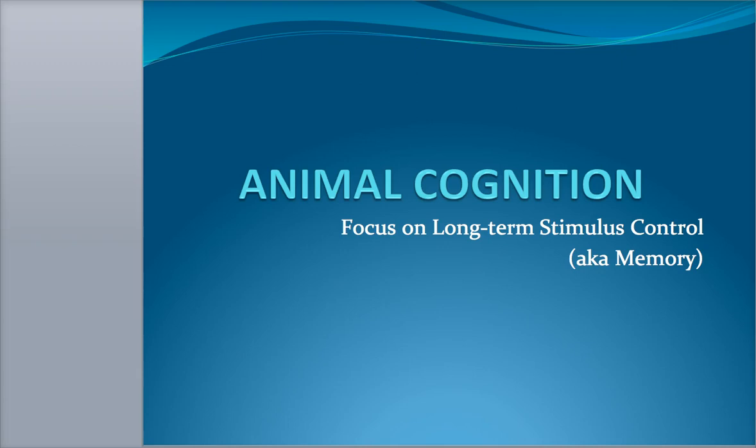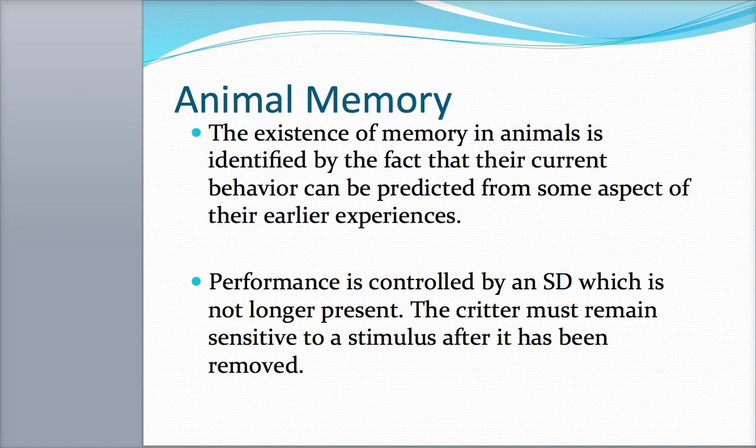So let's talk a little bit about long-term stimulus control and about memory as part of the animal cognition point of view. The existence of memory in animals is identified by the fact that their current behavior, whatever they're doing now, can be predicted by some aspect of their earlier experiences that's no longer present. So performance is controlled by an SD or an S plus that's no longer there. And so the subject has to remain sensitive to a stimulus after it's been removed.